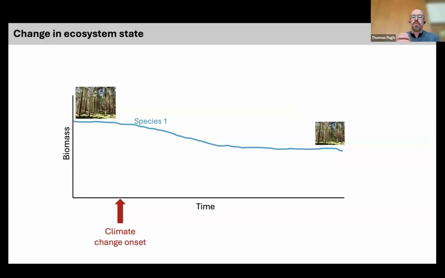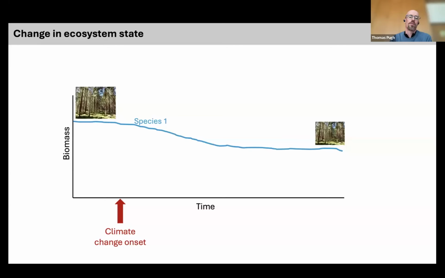So maybe we can start, just briefly, by going through what that might look like. It might look like a change in ecosystem state. Here we just have a conceptual plot of biomass with time, and we have our spruce hanging out quite nicely. Then climate change starts, and they're not quite so happy. The biomass declines simply because mortality rates have increased.